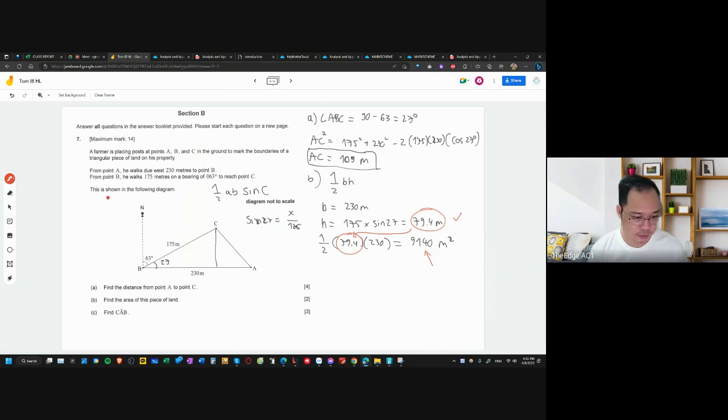The last question, find the angle CAB. Use the cosine rule again, or even not the cosine rule. We can use the sine rule, which is a over sine A equal b over sine B. Because we already know that this length is 109. Use the sine rule here, we can find the angle CAB.